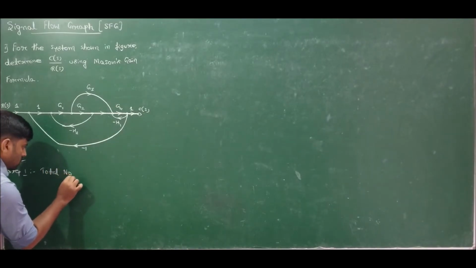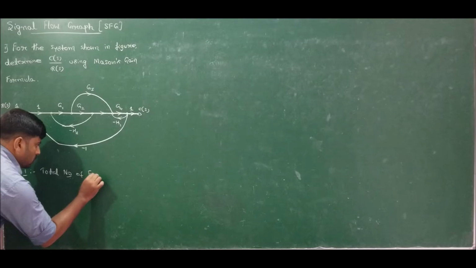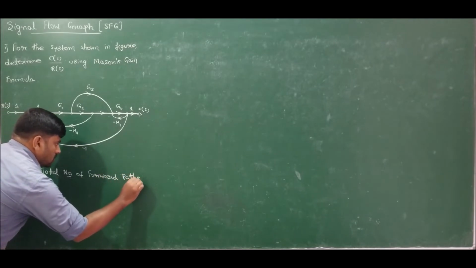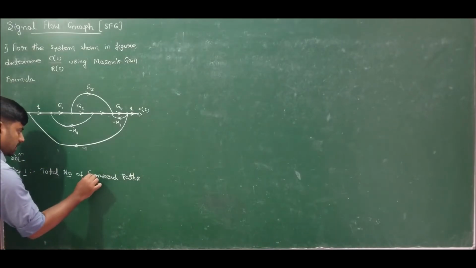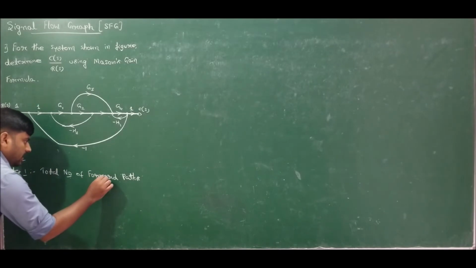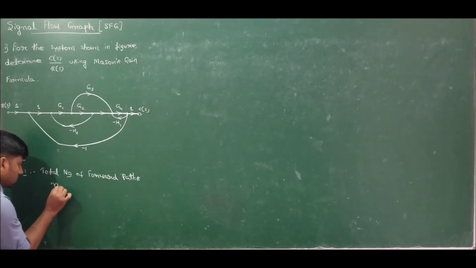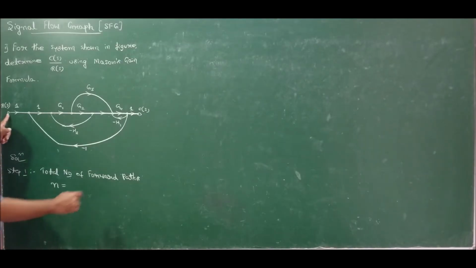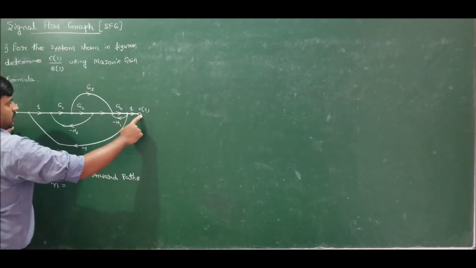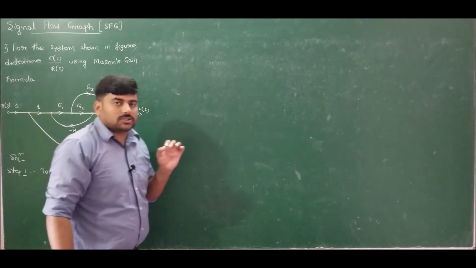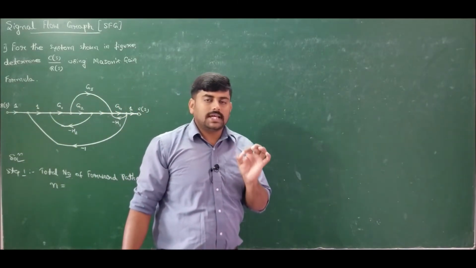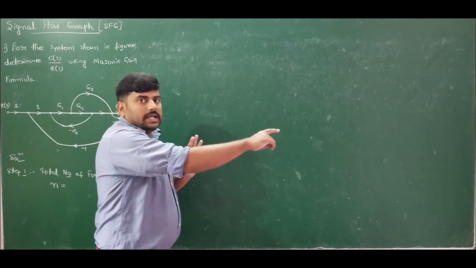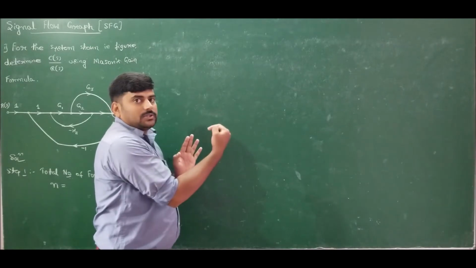Total number of forward paths. How many number of forward paths are there? That will give you the value of n. So this is the starting point, this is the ending point. Always remember, signal cannot flow opposite to the direction of arrow. Always signal should flow in the direction of arrow. So forward means from the starting point you should reach the end point. There should not be any arrows moving opposite to your direction.